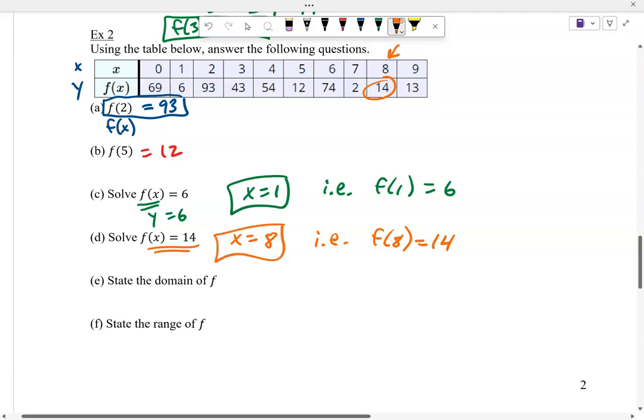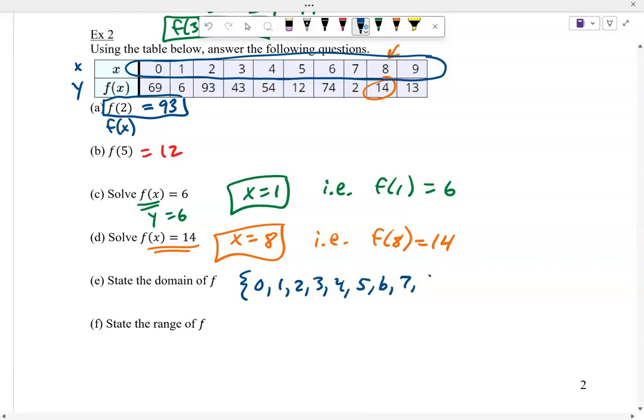All right, what's the domain? The domain of f, that's the set of all x values, right? Set of all x values is the domain. So if you're stating the domain, just put it in your braces here. So it's all these x values up top. 0, 1, 2, 3, 4, 5, 6, 7, 8, 9. That's your domain. That's your set of all inputs, set of all x values.